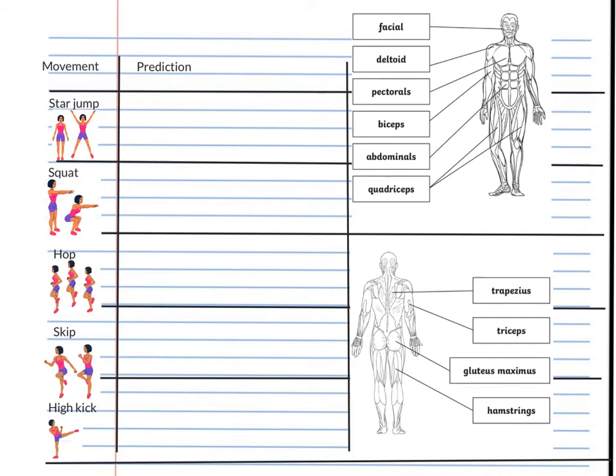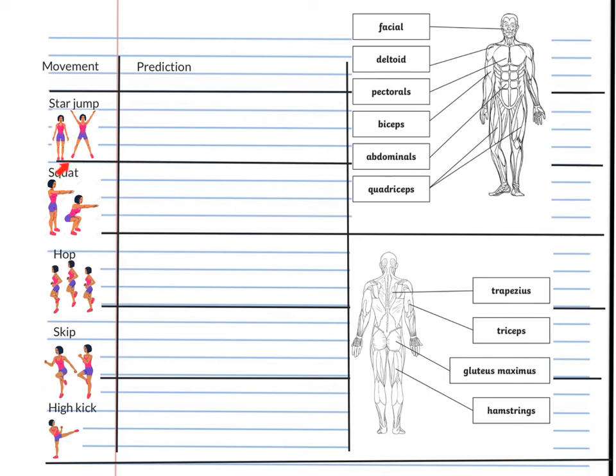So what we're going to do now is have a look at the prediction side of our table. You don't have to do a star jump. I don't want you to do anything yet. All I want you to do is have a look at the muscles. Which muscles do you think you would have to use in order to do a star jump? So if you felt like, I feel like I'd have to use my pectoral muscles, my abdominals and my quadriceps, you would write them as bullet points there.